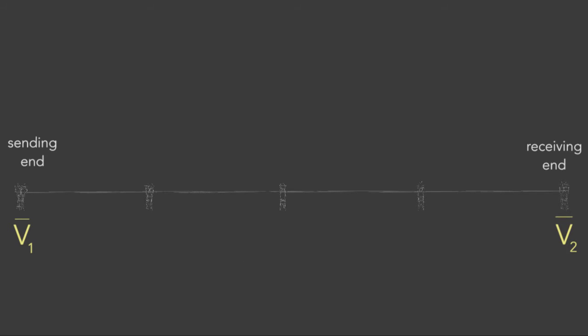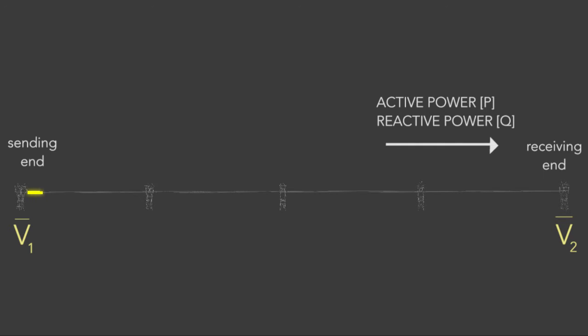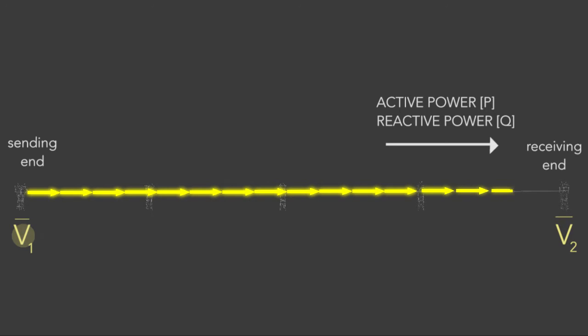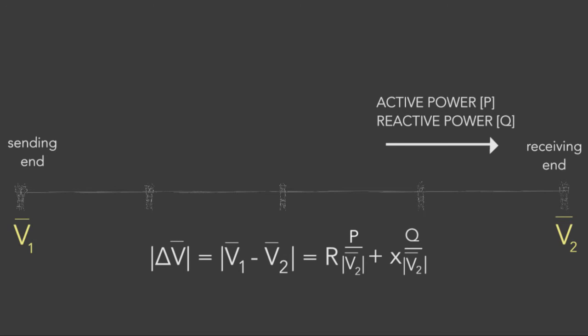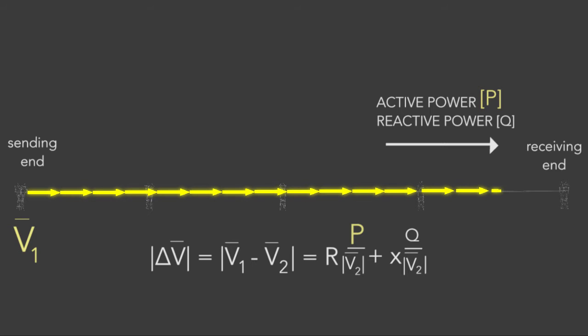Consider that P and Q are the active and reactive power at the receiving end, and assume that the voltage at the sending end, V1, is fixed. Then, the voltage difference from the sending to the receiving end can be approximately estimated by R times P over V2 plus X times Q over V2. Note that if we desire to increase the transmitted power, the voltage difference will increase, and consequently the voltage V2 is reduced. In short, the greater the transmitted power, the lower the voltage.